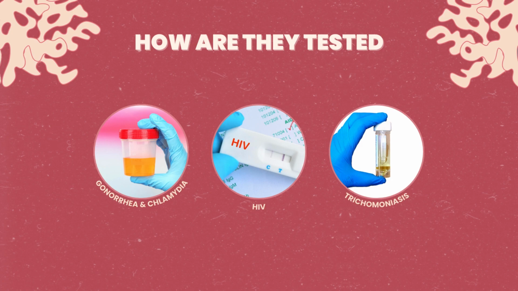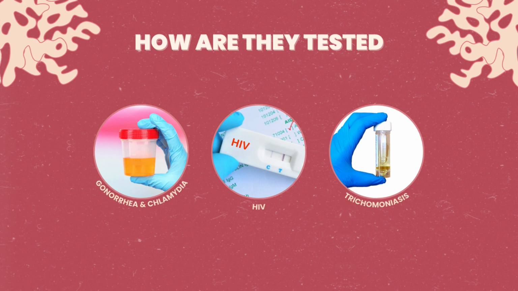Testing for gonorrhea and chlamydia involves looking for signs of bacteria in fluid samples from the urethra, cervix, vagina, throat, rectum, or urine. It is recommended for sexually active individuals, especially women under 25 and men who have sex with men, to be tested annually.